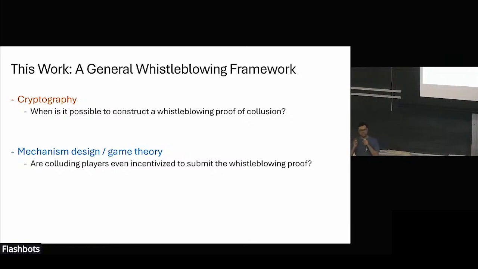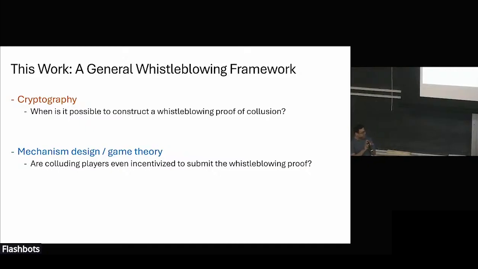Soundness means that if there's no collusion, then nobody can convince the judge that there is a collusion. And then unframability means that even if everyone except for one of these parties colludes, they still can't frame another honest party of being involved in a collusion. And this is especially important for proofs that can identify particular colluders.